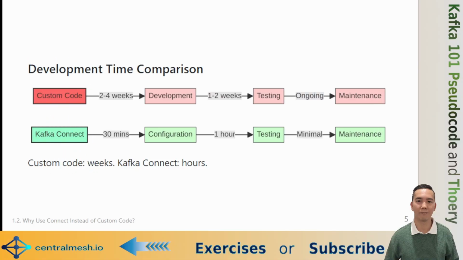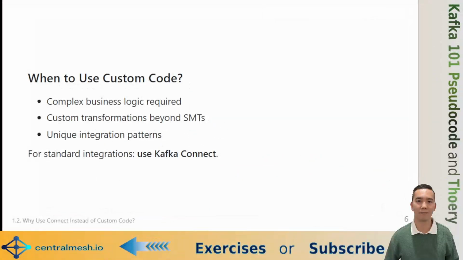Let's visualize the time investment difference. Writing custom integration code can take weeks or months, while deploying a connector takes minutes to hours. Of course, Kafka Connect isn't always the only option. Use custom code when you need complex business logic, custom transformation beyond what single message transforms provide, or when you are building a unique integration that doesn't fit existing connector patterns.